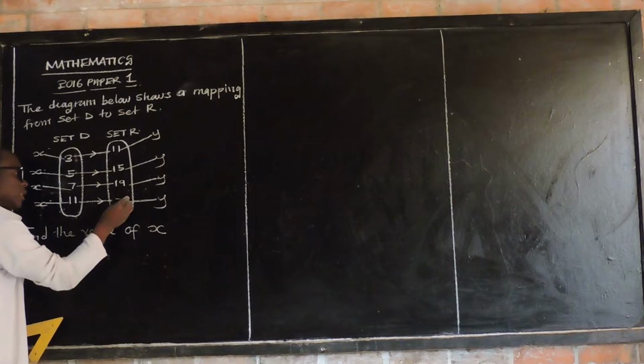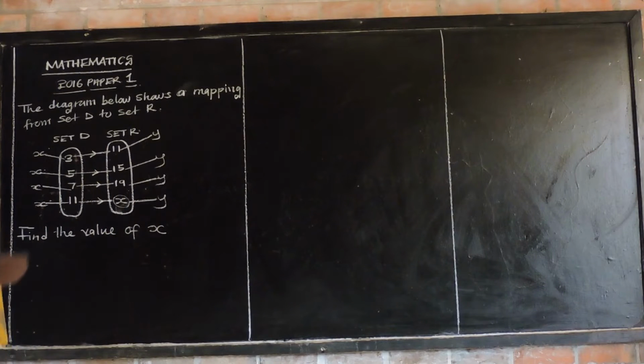Now we're being told to find the value of X. They want us to find the value of X. So in this case, for us to find the value of X, we have been given two sets, set D and set R. And it's like they represent what? Coordinates.